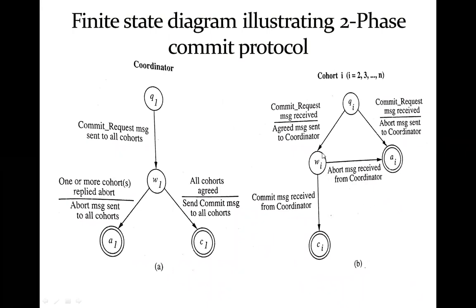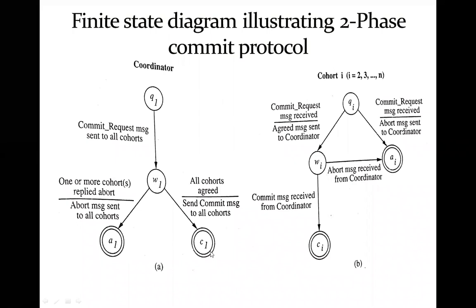Now, once the agreed message is sent to the coordinator, an abort message may be received from the coordinator. It may be possible that one or more cohorts has replied abort to the coordinator, so the coordinator has told all the cohorts to abort. Then again, it will change its state to the abort state. And if the coordinator has sent the commit message, which is received by the cohorts, it will go into the committing state.